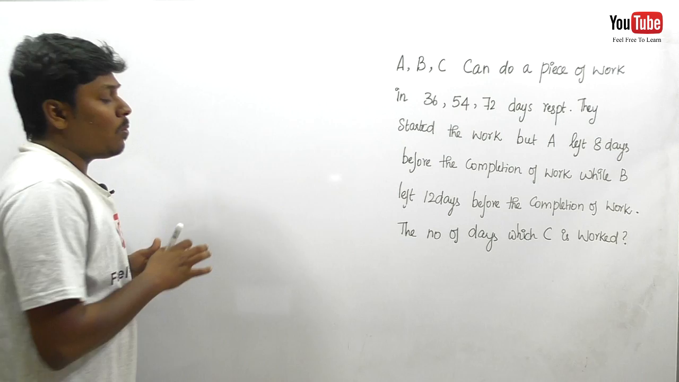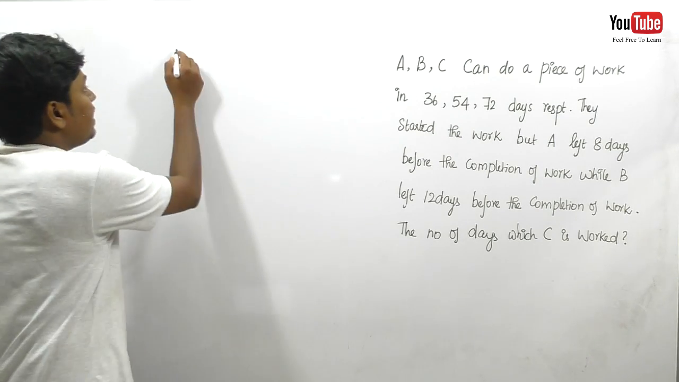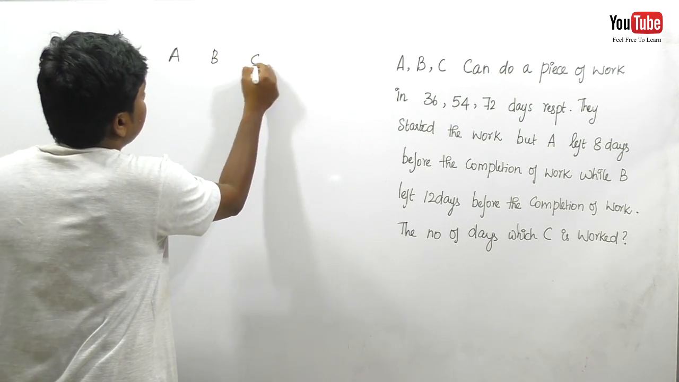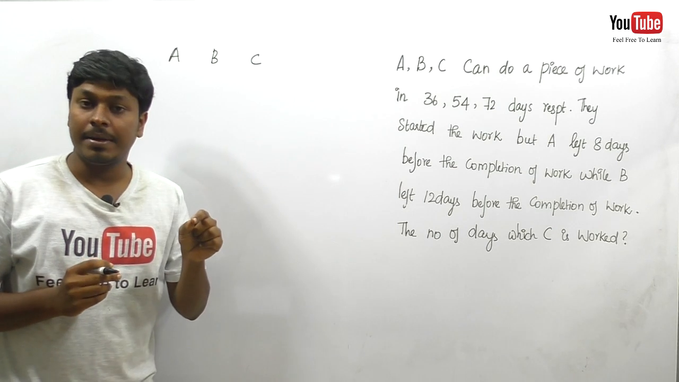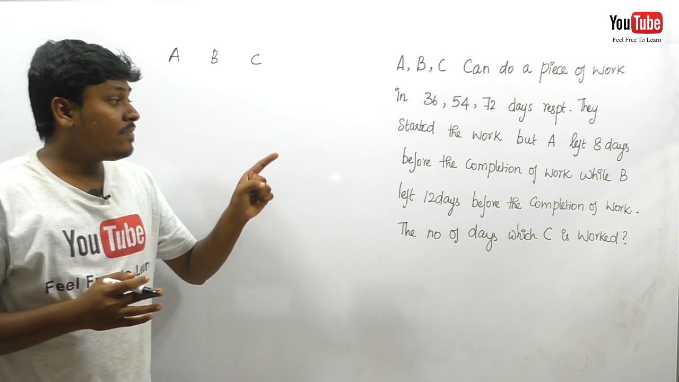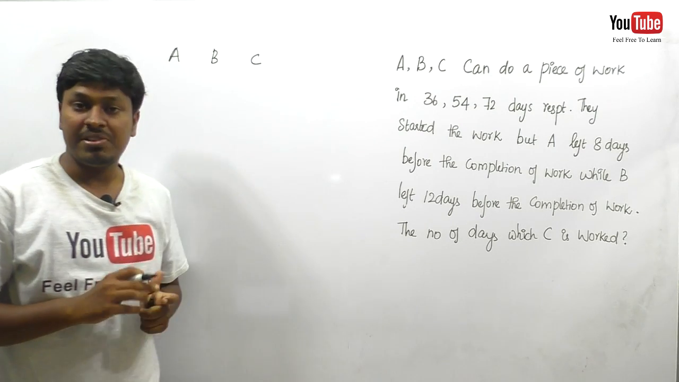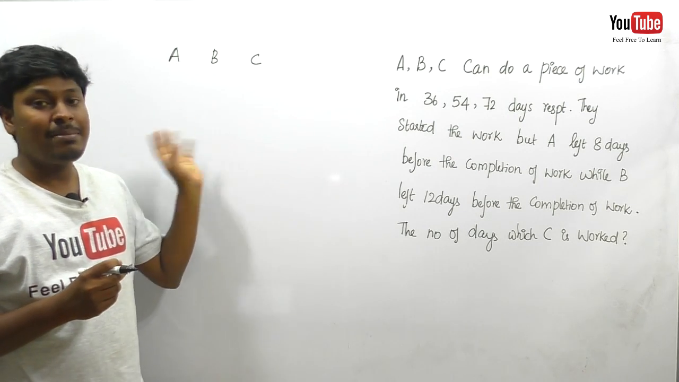So friends, what you should do in this question is most important. There are 3 persons, right? One is A, another is B and another is C. You need to check one thing: which person is starting the work and who stays till the end of the work. That is important, friends. Look, A left 8 days before the completion of the work. So A is leaving at some time, he is not there at the end, so we can eliminate A.